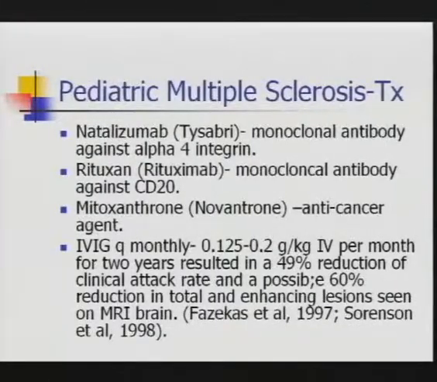The one thing I have used to try to prevent attacks, if the interferons or Copaxone don't work, is the IVIG monthly. And I used it at about 0.2 grams per kilo IV per month. And there's a couple studies that showed that it reduced the clinical attack rate by about 50% and reduced the lesion burden by about 60% in the literature. So some evidence to suggest that IVIG per month may actually help with the relapse rates.